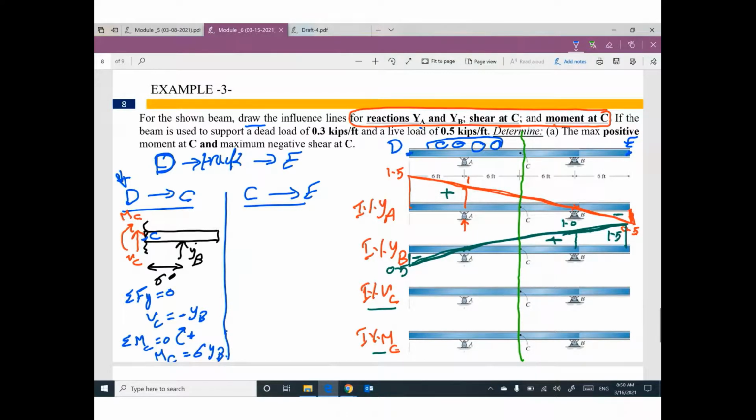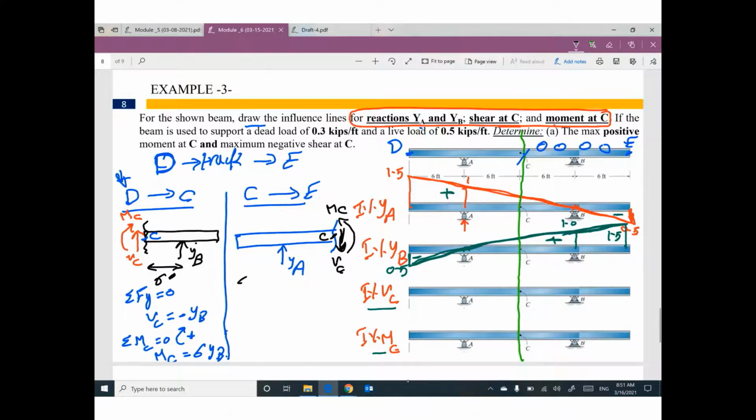Second trip. If the second trip started, right now your car or your truck is moving on the other part from C to E. I don't like this part, so I will do my cut and use the first part. We have reaction here, YA. I'm going to assume my shear rotates this part clockwise, VC, and my moment makes this part smile. Here is point C.